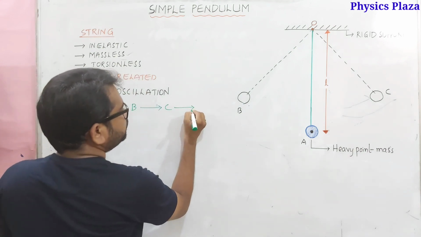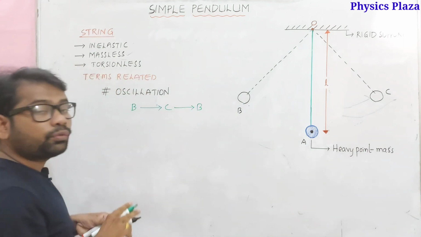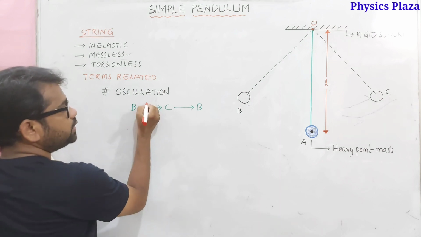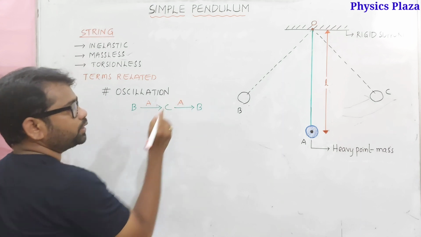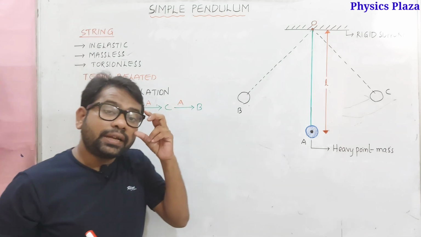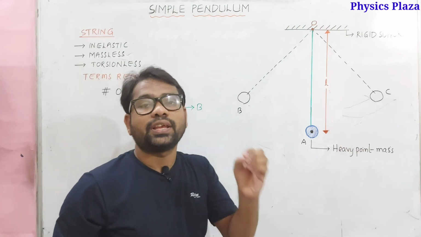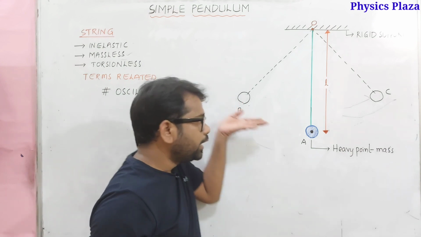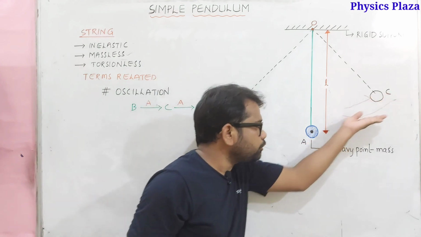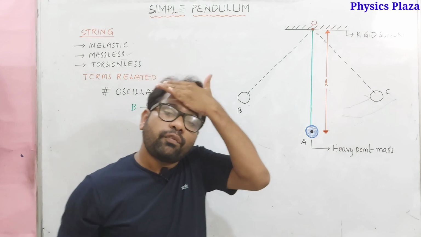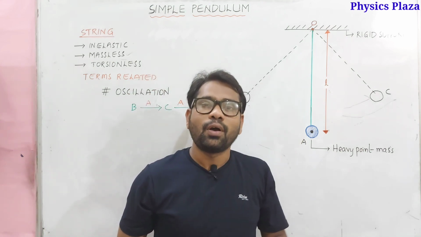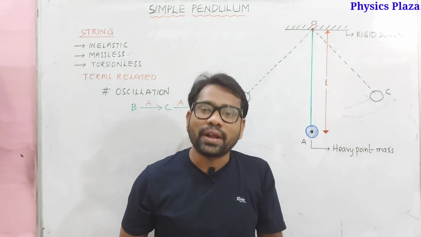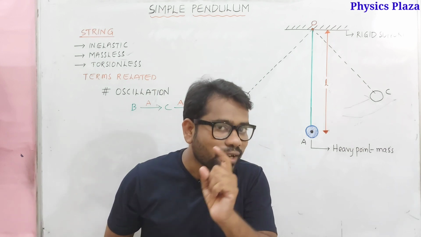Again it comes back to the point B only. But don't forget that it is going B to C via point A, and again C to B via point A only. So then we can say that it has done one oscillation. It means it is two motions, a to and fro motion. So here, one complete to and fro motion of the bob of a simple pendulum is called one oscillation.